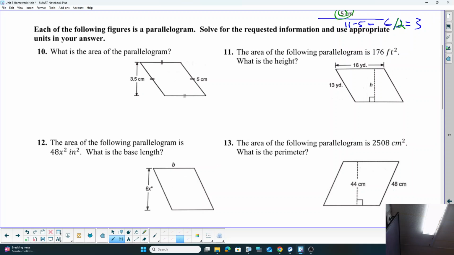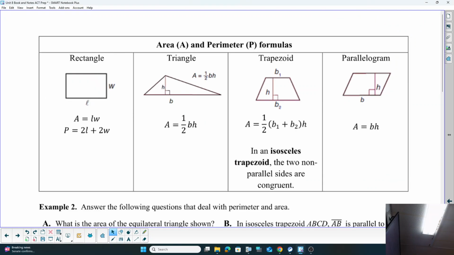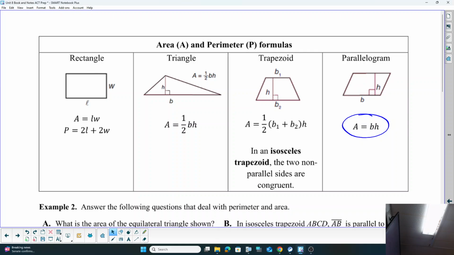So try number 10 on your own. Remember, a parallelogram is just like a rectangle or a square, but shifted. What is the area of a parallelogram? Don't forget that we have formulas for that. The area of a parallelogram is just base times height. Not base times slant. Base times height. Okay, there we go.